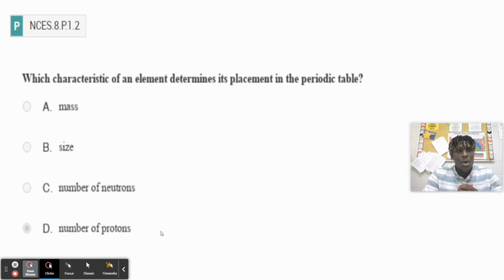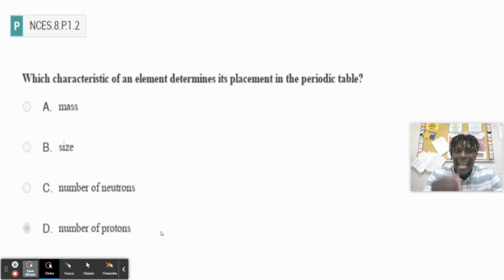And the last question, which characteristic of an element determines its placement on the periodic table? What did we say again? The atomic number tells us where the atom is on the periodic table. Now, what is also equal to the atomic number? Because we do not see the atomic number in this question. But what is also equal to the atomic number? The number of protons.